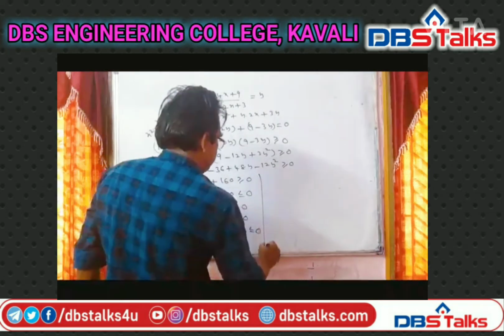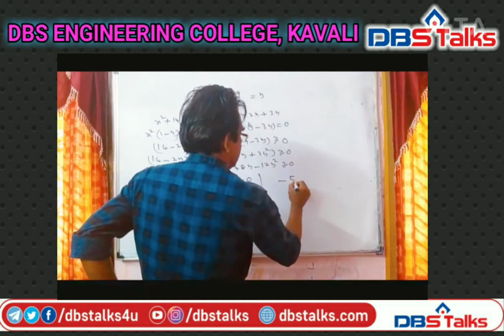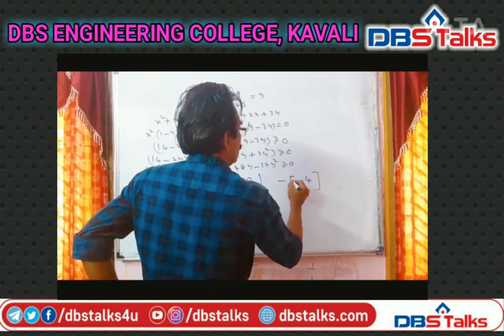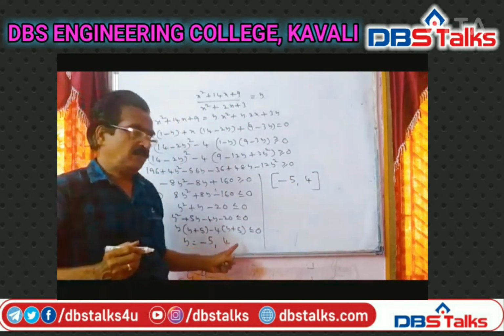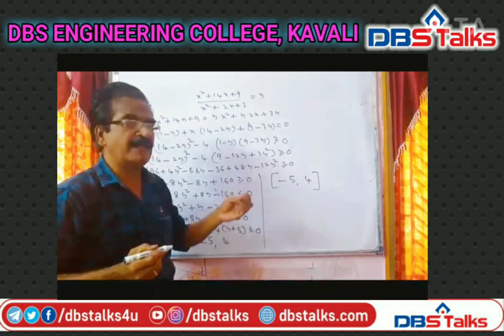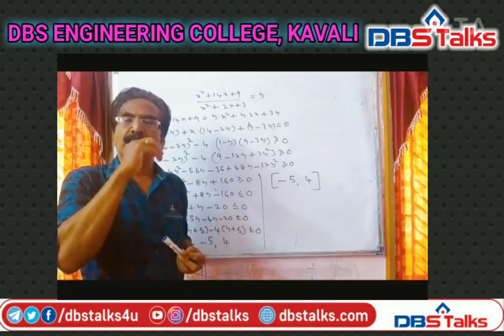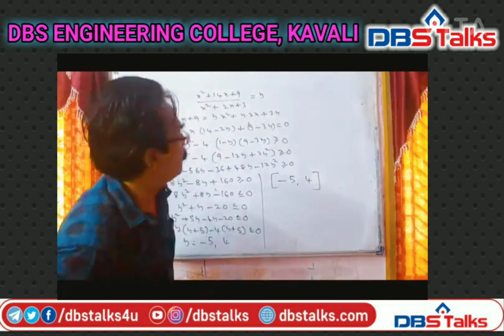So the expression, that is y, lies between minus 5 and 4, closed interval. So the minimum value is minus 5 and the maximum value is 4. Okay friends, let us do the next problem.